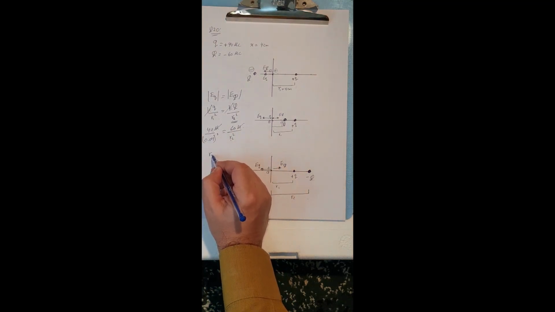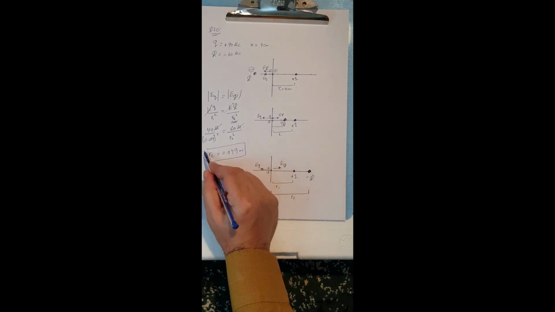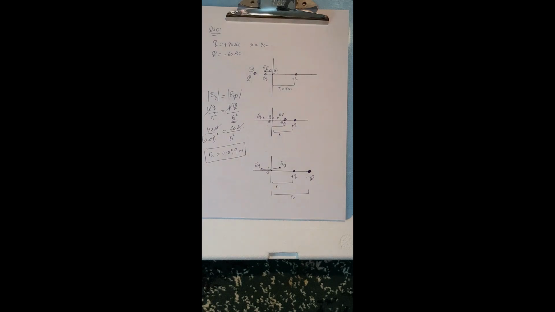Here you find that R2 is equal to 0.049 meters. This is where you should put the Q. Here I'll show you the solution. This is the final solution.